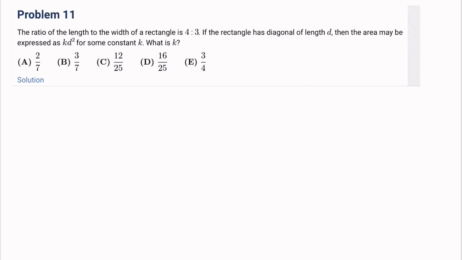Number 11. The ratio of the length to the width of a rectangle is 4 to 3. If the rectangle has diagonal of length d, then the area may be expressed as kd squared for some constant k. What is k? Okay, so we have a rectangle like this, and the length to the width is 4 to 3. And the rectangle has a diagonal of length d.